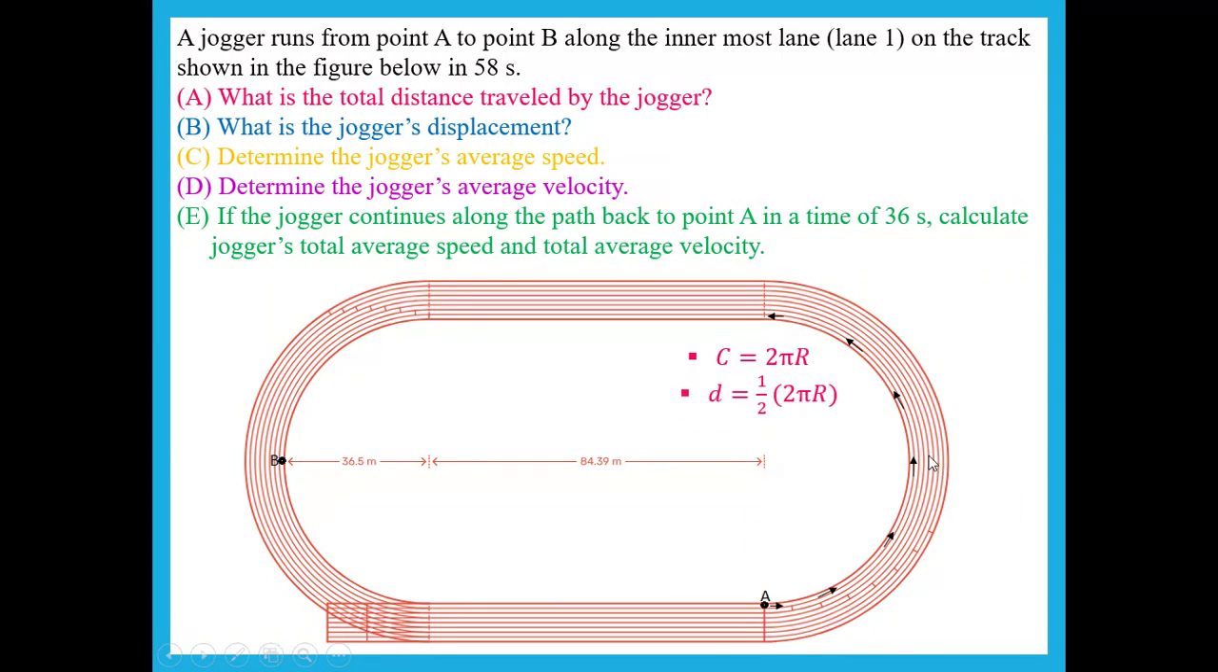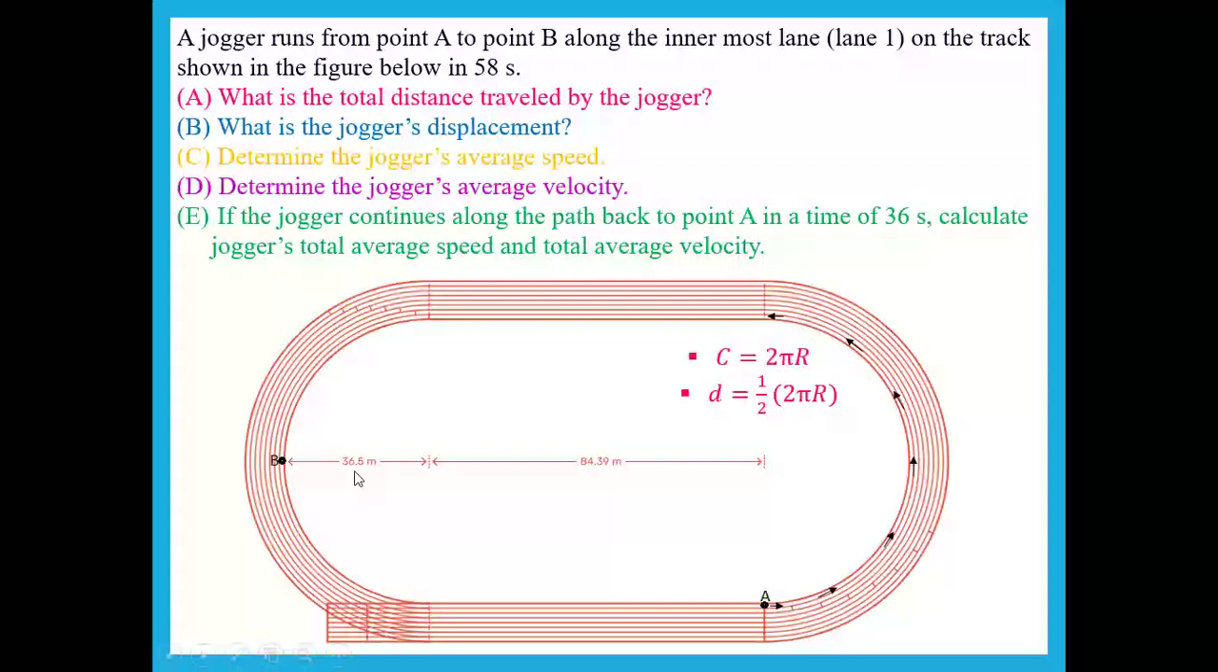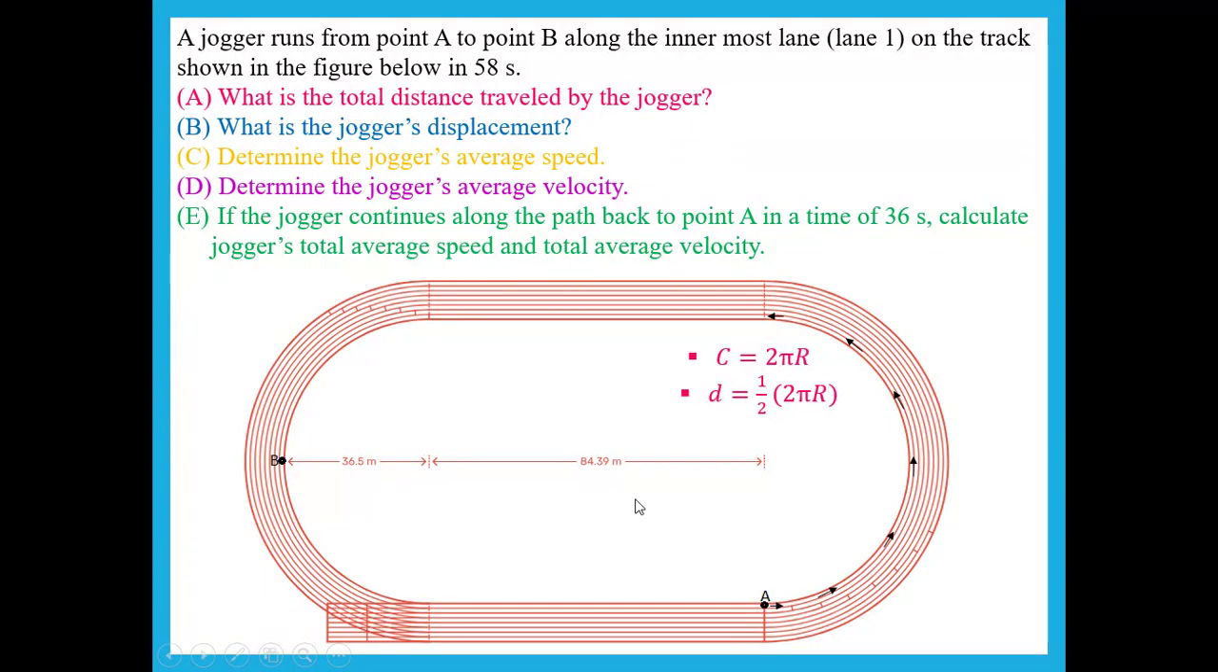I'm just going to call this distance d. D here is 1/2 of the total circumference, and r, the radius, is given in this diagram as 36.5 meters. The 1/2 cancels out with the 2 in the circumference function, so it reduces down to just pi r. Once again, pi r is the distance from A all the way to the other side of the curve. So that's just the first segment.